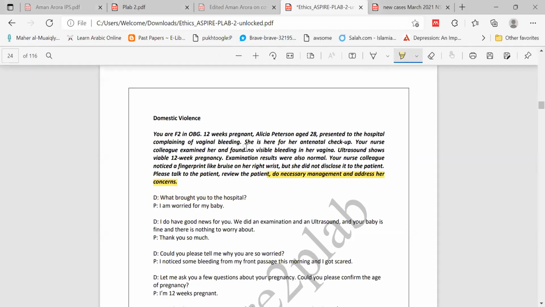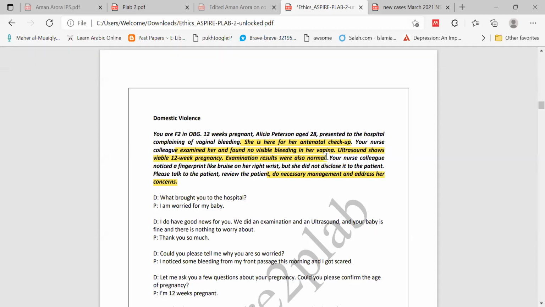Now, she's here for her antenatal checkup. Your nurse examined her and found no visible bleeding in the vagina. These are the things that you are supposed to tell her. Examination results were good. Everything is normal. The patient is safe. So you go inside.